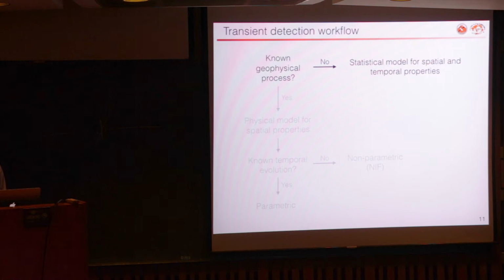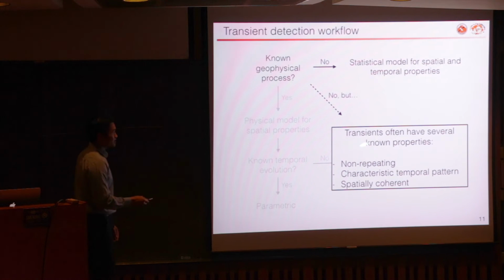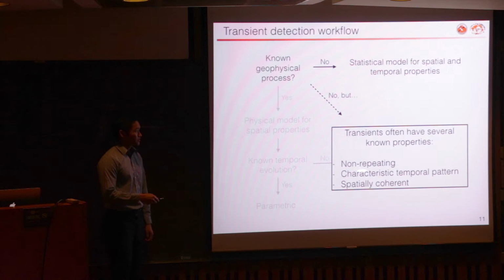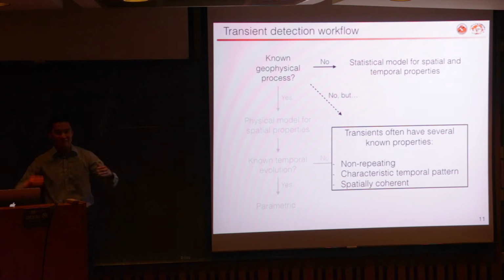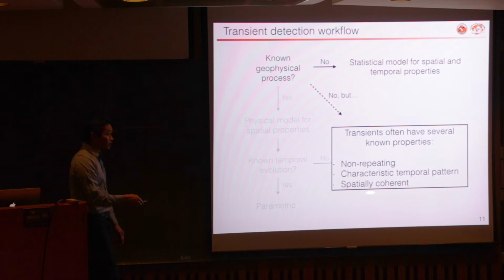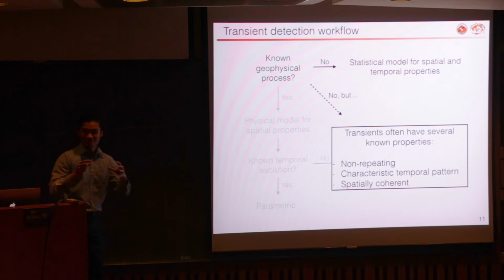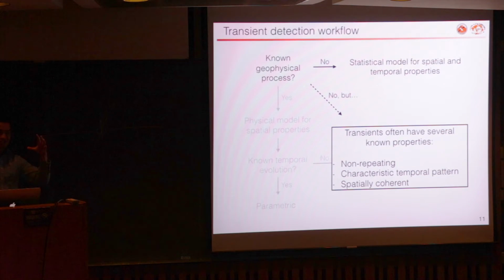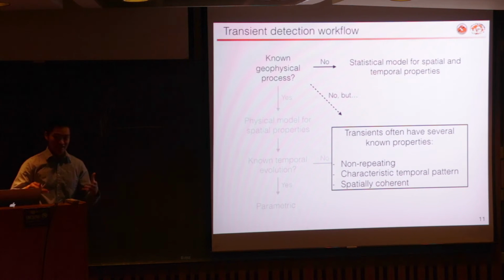What we want to do is take something that differs from these two paradigms. We say, no, we don't necessarily know what the geophysical process is, but we do know that transients often have several known properties. We know that they're non-repeating. They have a characteristic temporal pattern. A lot of transients we see have this slow step nature in time. And we also know that they're spatially coherent, that the transient signal should have a finite extent in space.